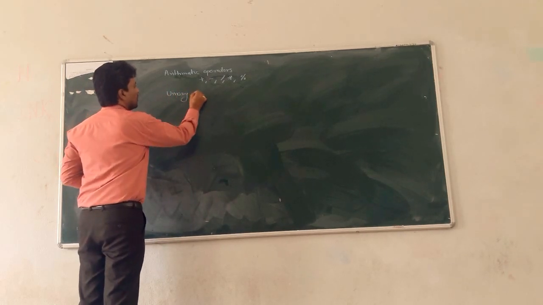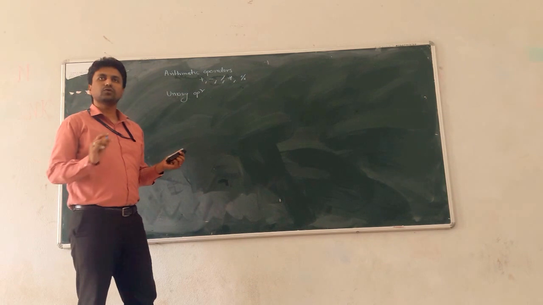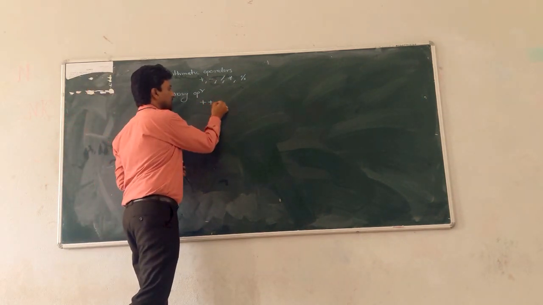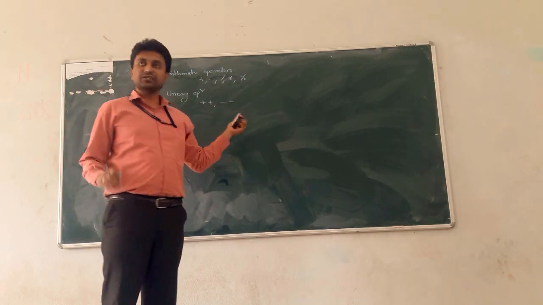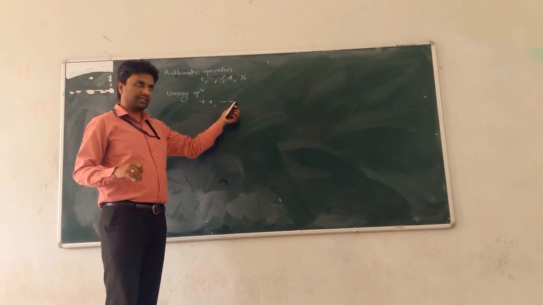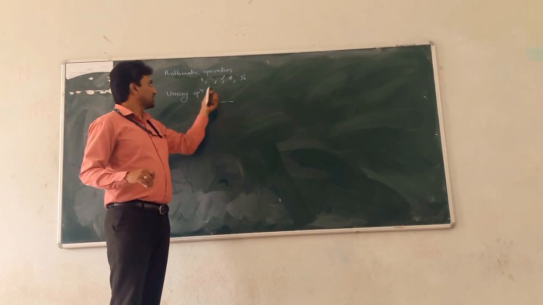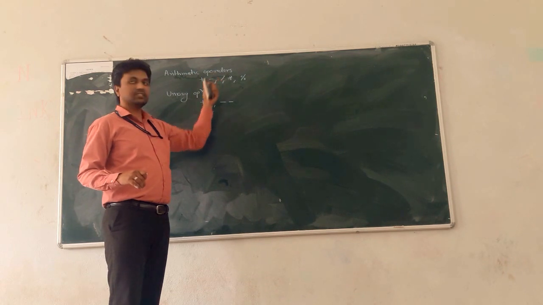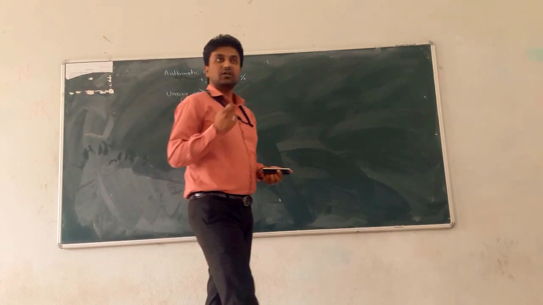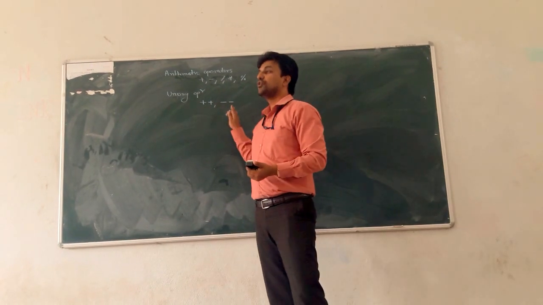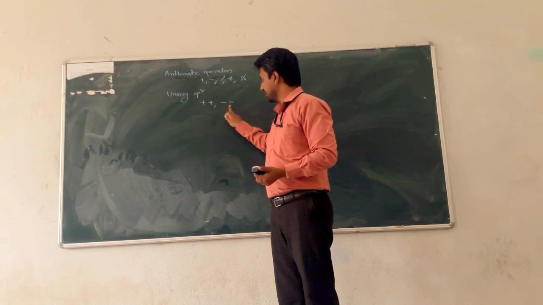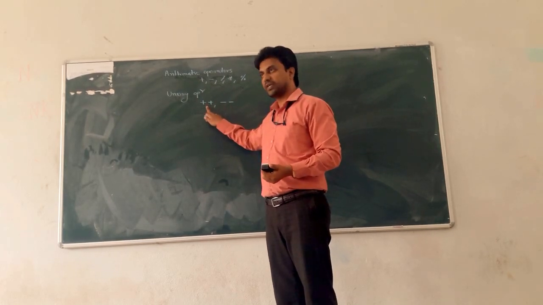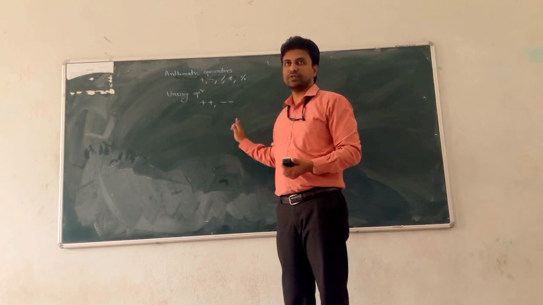unary operators. There are two basic unary operators, that is plus plus and minus minus. Okay, then the unary operators are divided into increment operator and decrement operator. Single plus is an arithmetic operator, single minus is an arithmetic operator, but double plus or double minus, these operators are called unary operators. Clear? So again it is divided into increment and decrement, pre-increment and post-increment, and pre-decrement and post-decrement operators. Okay, we will see the examples on that later on.